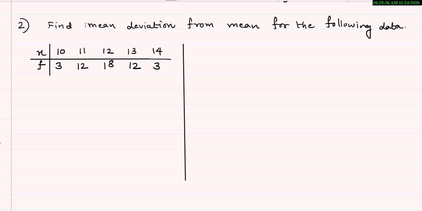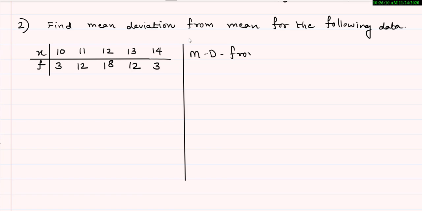Let us go to the second example here. Find mean deviation from mean for the following data. And you can see this is grouped data without class interval, that is a frequency distribution table, but there are no class intervals. It's discrete variable data. So you can see the values of x are 10, 11, 12, 13, 14, and the corresponding frequencies are also given in the table. Now mean deviation from mean.